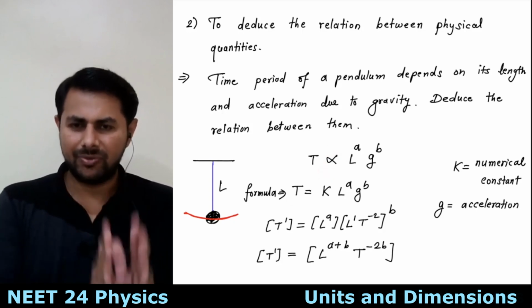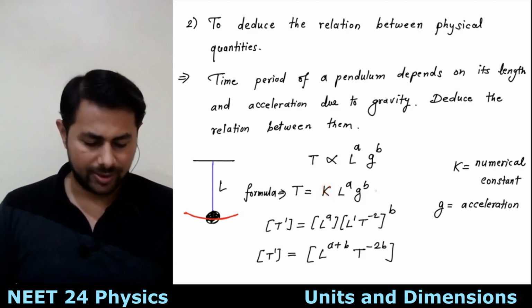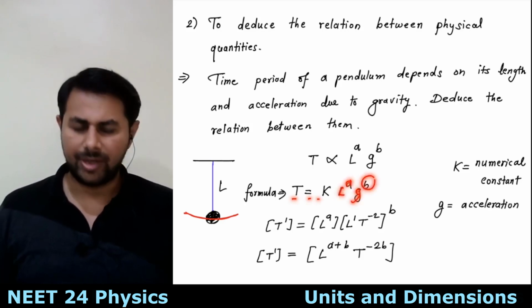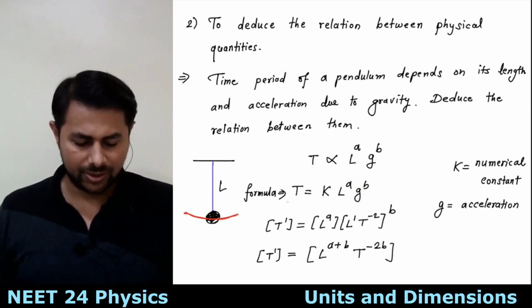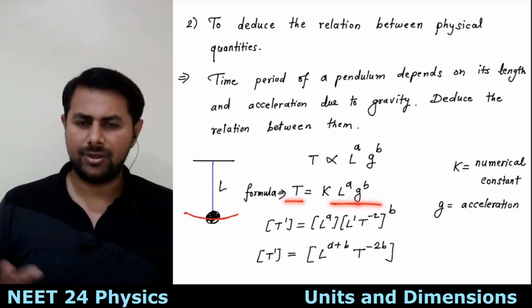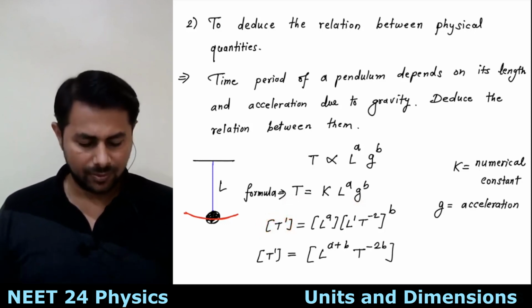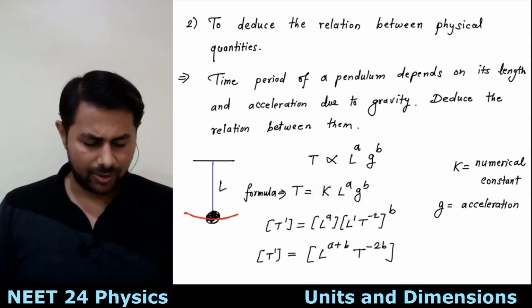Constant means what? It will be a number, right? So that's k. K is a number which doesn't have any dimensions. So t is equal to k l raised to a g raised to b. Then what we do is we take dimensions on the left hand side and dimensions on the right hand side. So you have t raised to 1, and k doesn't have dimensions, so again you can drop k.